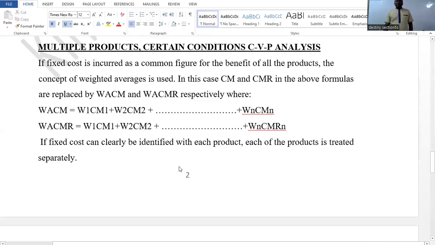And we are doing so because the fixed costs are treated as a single figure. But if the company is having fixed costs which can be separated, then you treat the various products as singles, separately and severally.